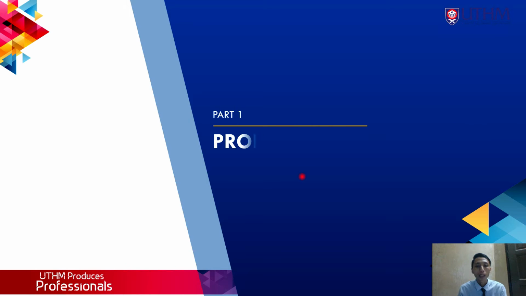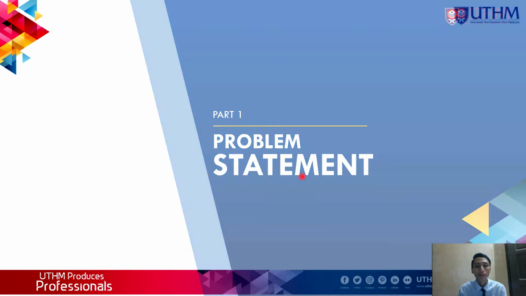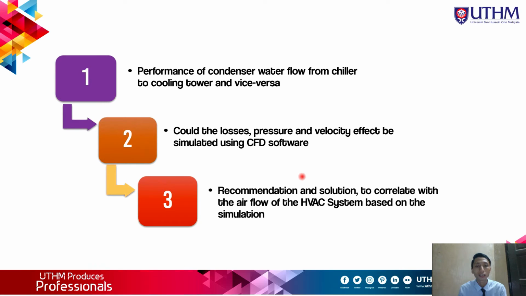We go to the first part, which is the problem statement. Why did we choose this research? Because we want to study the performance of the condenser water flow from chiller to cooling tower and vice versa, and whether the losses, pressure and velocity effects can be simulated by using CFD software. We also want to know the recommendation and solution to correlate with the airflow of the HVAC system based on the simulation.